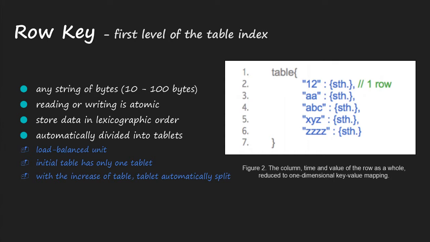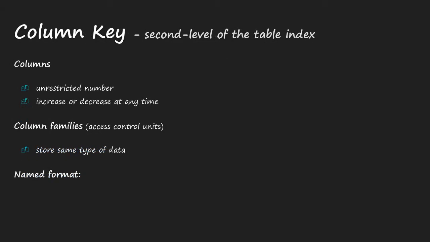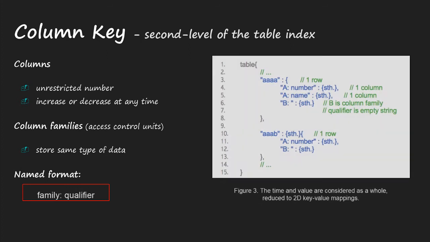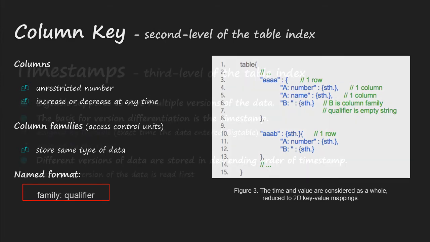If we see the column, time, and value of the row as a whole, it can be reduced to one-dimensional key-value mapping, like shown in Figure 2. Columns are the second-level index, and the columns owned by each row are unrestricted and can be increased or decreased at any time. For the sake of management, columns are divided into column families that store the same type of data, and its named format is family colon qualifier. In this case, the time and value are considered as a whole, and Figure 3 displays 2-dimensional key-value mappings.